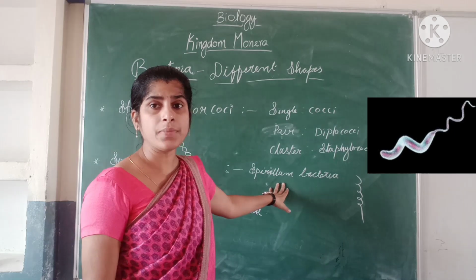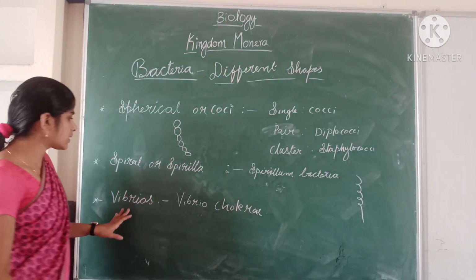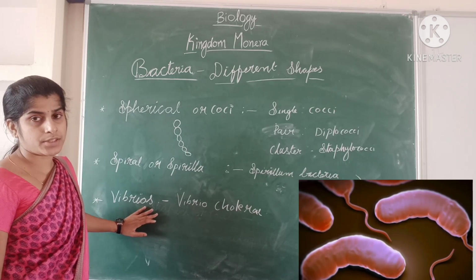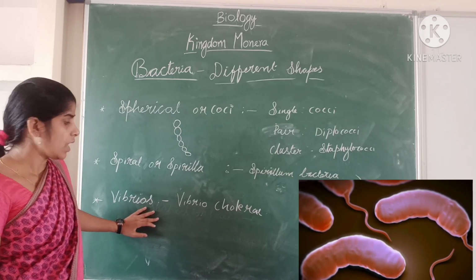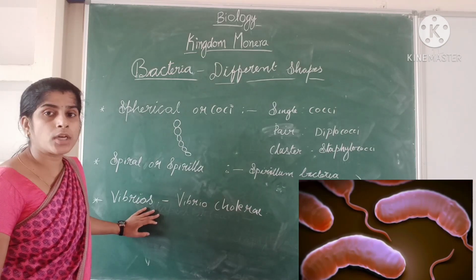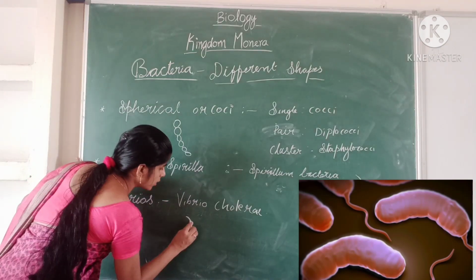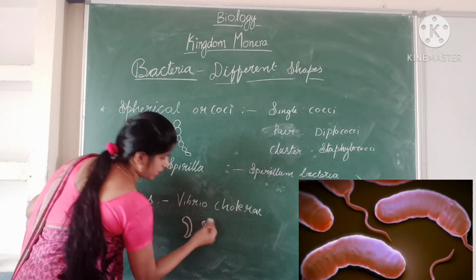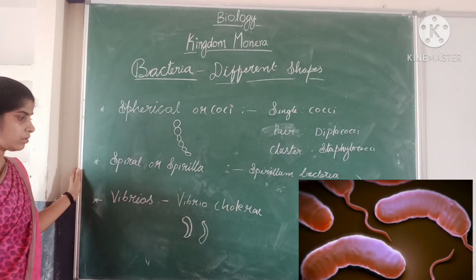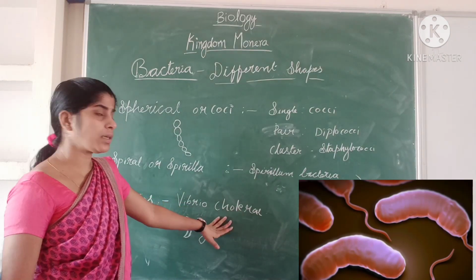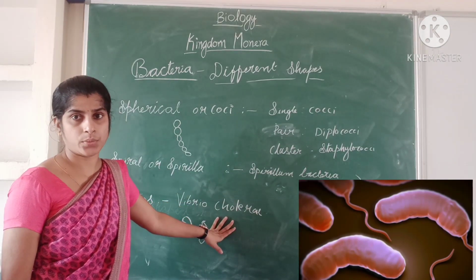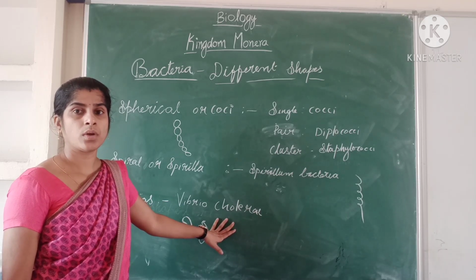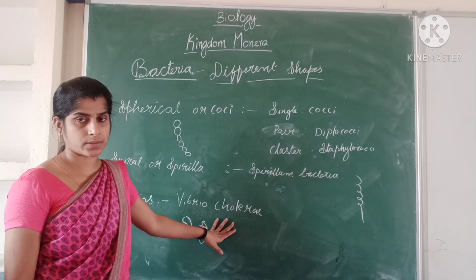And the next one is Vibrio bacteria, or Vibrio shape, also called comma shape. They are just like comma-shaped bacteria. An example is Vibrio cholerae, which causes cholera. You know that cholera disease, which we get through houseflies.